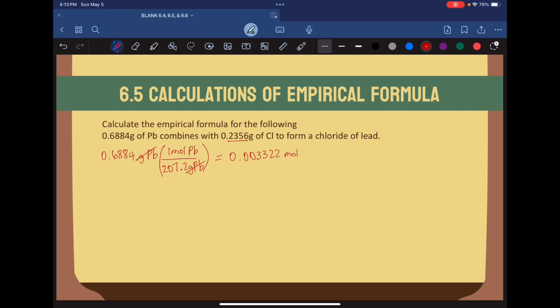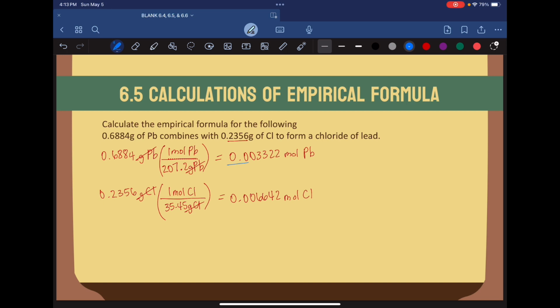So 0.003322 moles of Pb. Let's do the same, but for chlorine, 0.2356 grams of chlorine. Draw your wonderful line for converting. 35.45 grams of chlorine for every 1 mole of chlorine. Because I started with grams of chlorine, it's at the top and it's at the bottom, so they cancel, allowing me to convert to moles. This will be 0.006646 moles of chlorine.